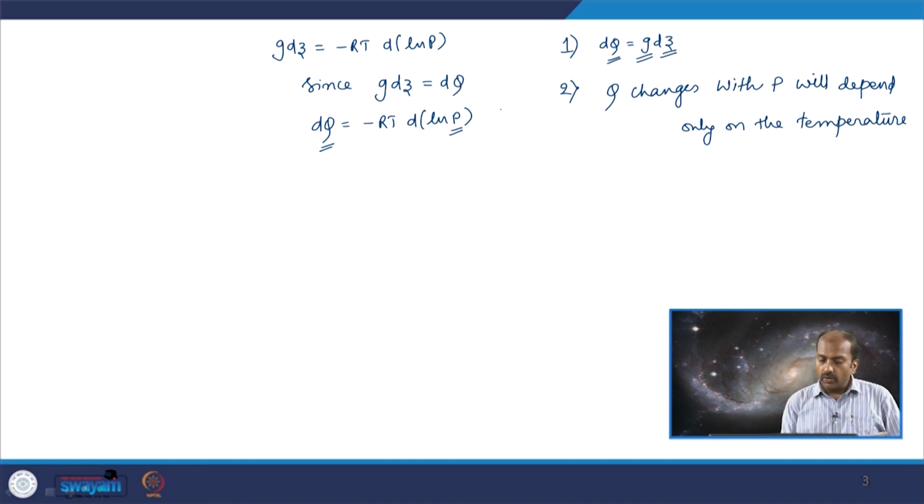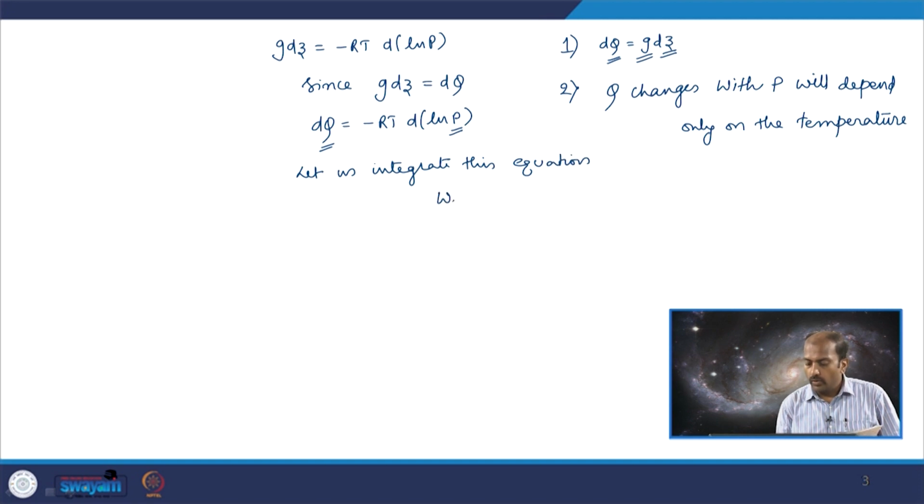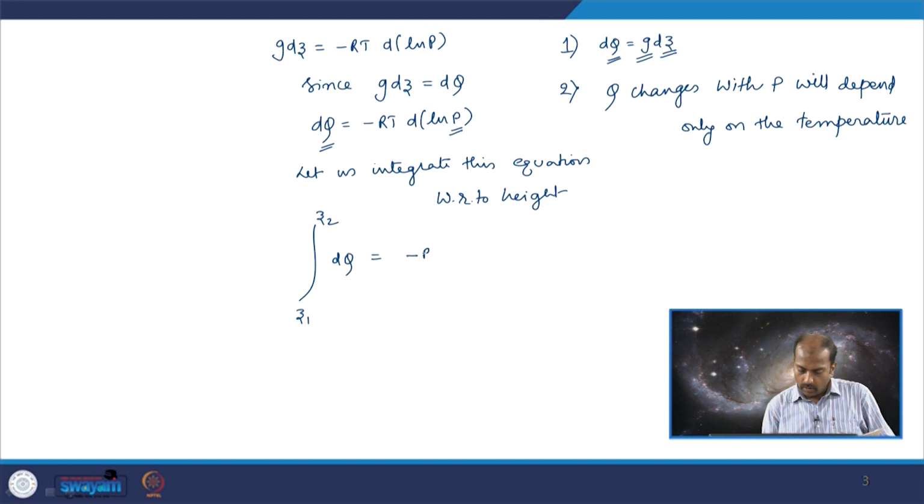Now let's integrate this equation with respect to height. What do we get? Let's say the integration limits are z1 to z2. Integral of d phi is equal to minus RT integral again z1 to z2 d of ln p.